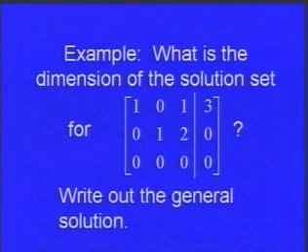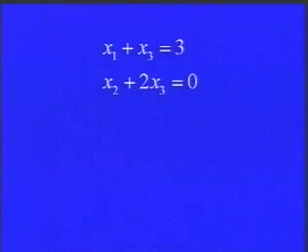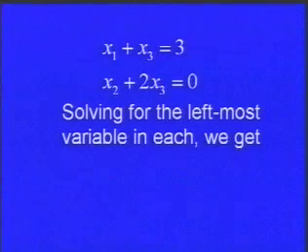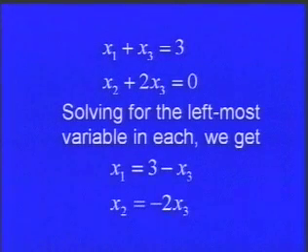I would get, for my general solution, x1 plus x3 is equal to 3. x2 plus 2x3 is equal to 0. Now we said we were going to solve for the one on the left, right? So x1, I want to solve for that. x1 is equal to 3 minus x3. And then x2 is on the left in the second equation, so x2 is equal to negative 2x3.